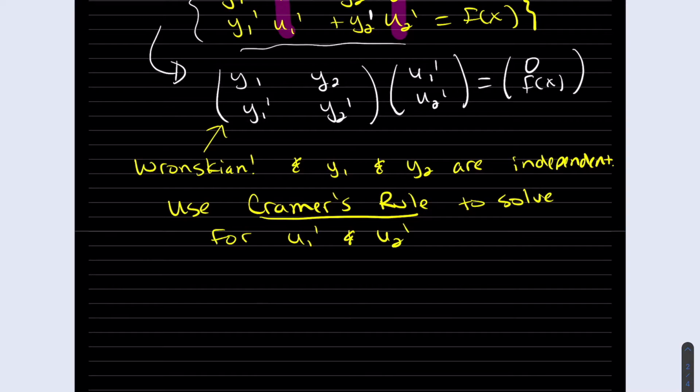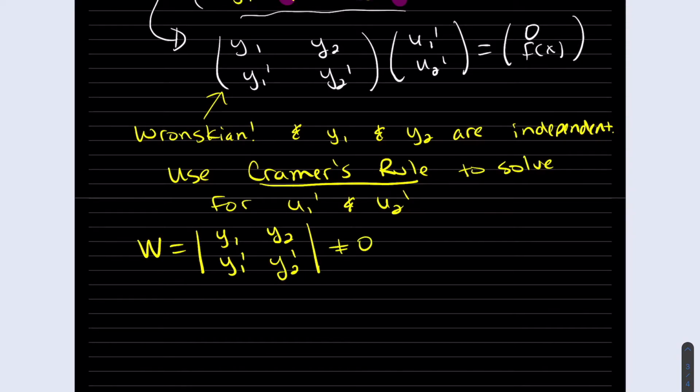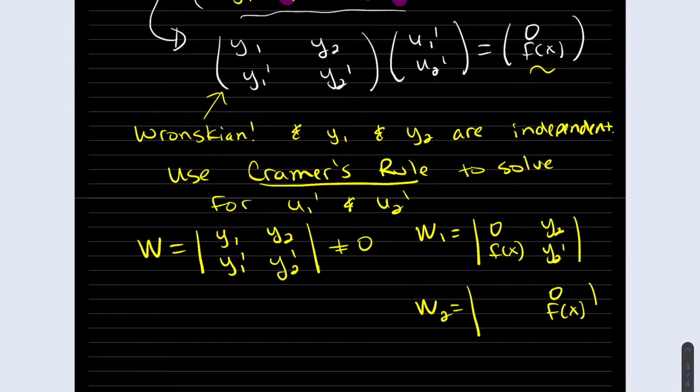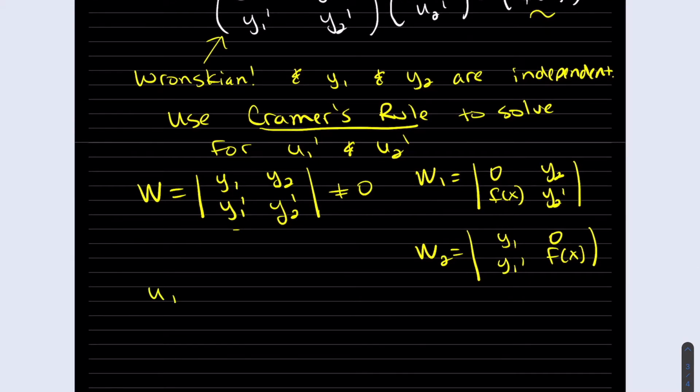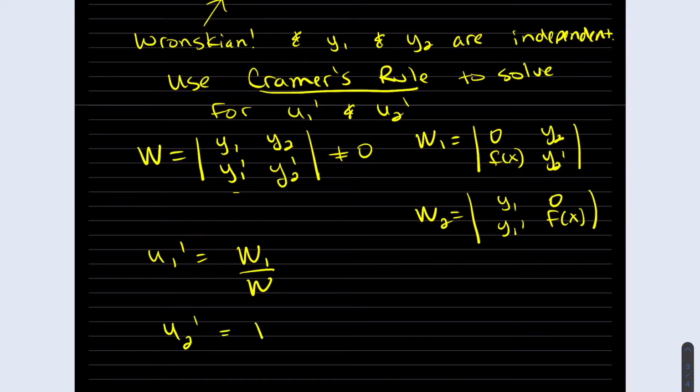So using Cramer's rule, this is our W. The Wronskian is actually the determinant, which we know is going to be non-zero because those are independent. That's what the test is for. The Wronskian tests for the two functions at the top being independent. And we know W is not equal to 0, so we can use Cramer's. For W1, we take our B, it goes in the first row, and y2, our second row, stays the same. For W2, our B goes in the second row, and our first row stays the same. So u1 prime is W1 over W, and u2 prime is W2 over W.